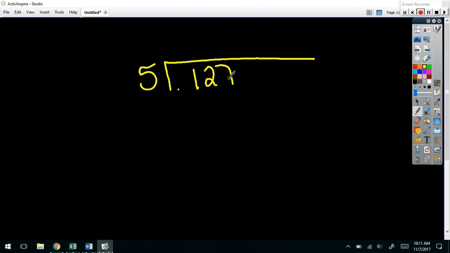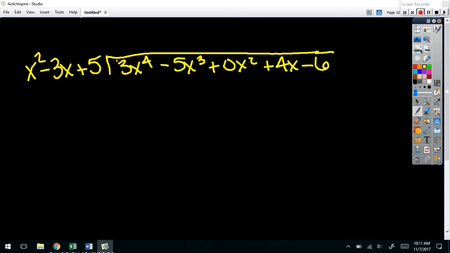Running right alongside here, I'm going to do our 127 divided by 5 too. Because I'm going to show you how these steps coincide. All right, so we're set up. Placeholders are there. I've got everything I need. I'm ready to go.